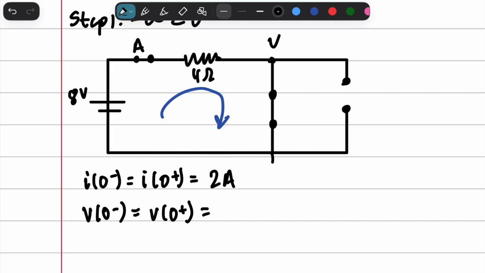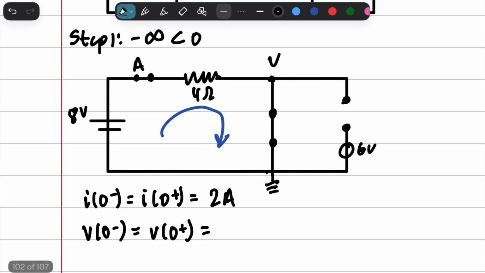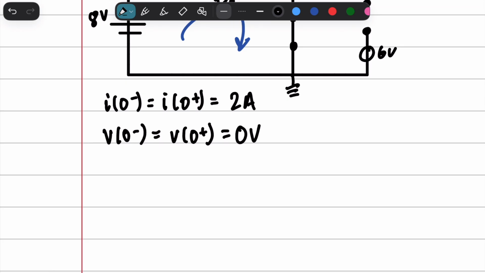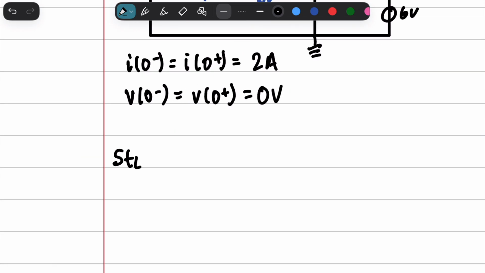Now notice something very interesting. The inductor creates a short up to V, okay? So I'm not even going to consider this 6-volt battery right here because this is ground now, okay? Now that the inductor had failed, it is ground now. So this is just 0 volts. Now we're going to look at the transient analysis in real time.